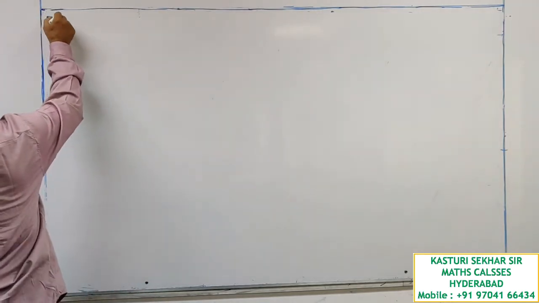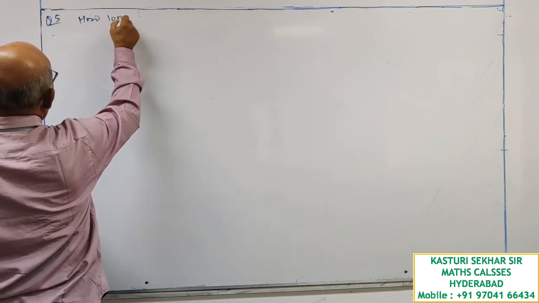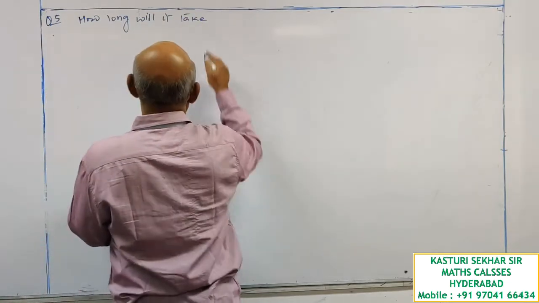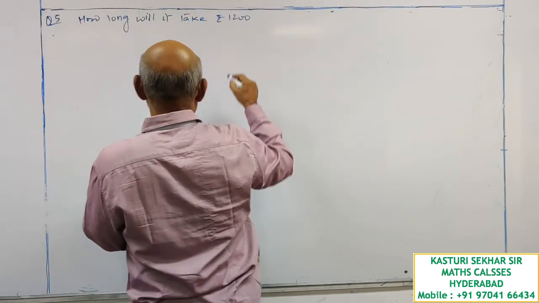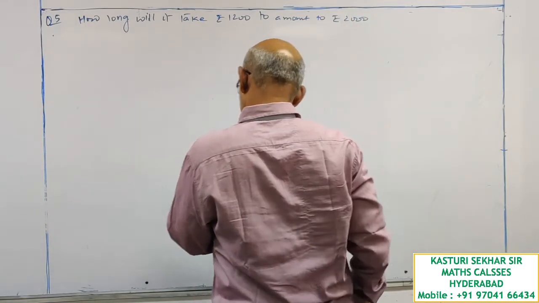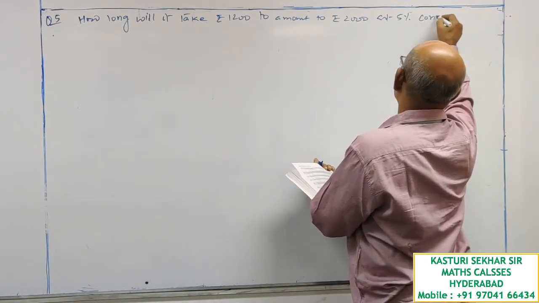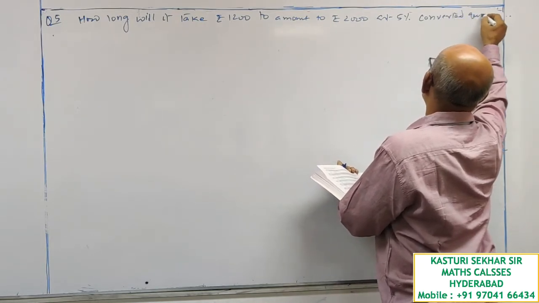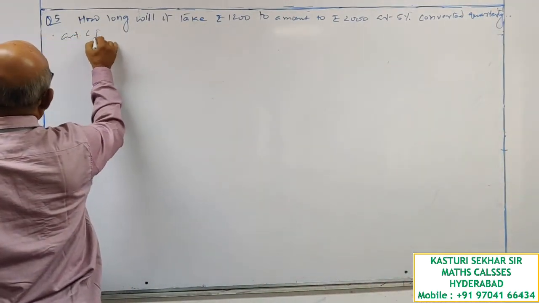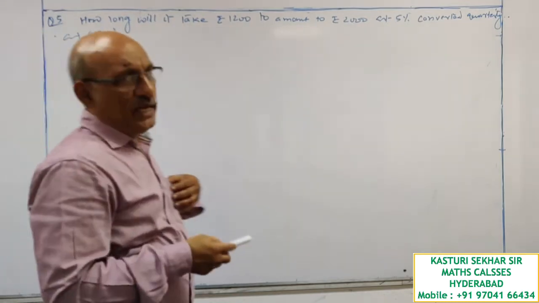Now look at question number 5. How long will it take for rupees 1200 to amount to rupees 2000 at 5% converted quarterly at compound interest?